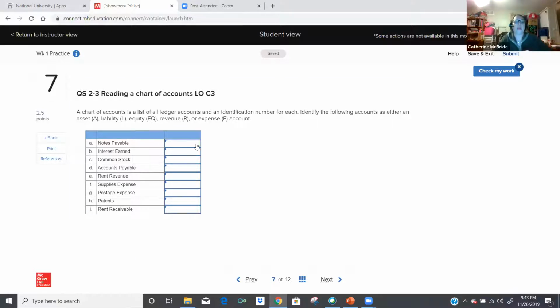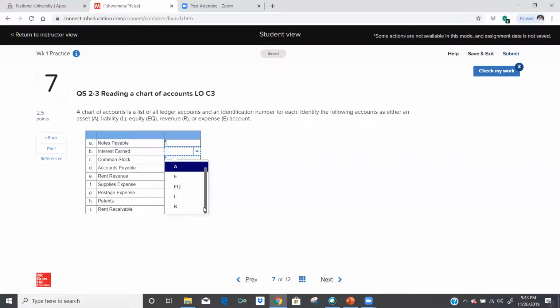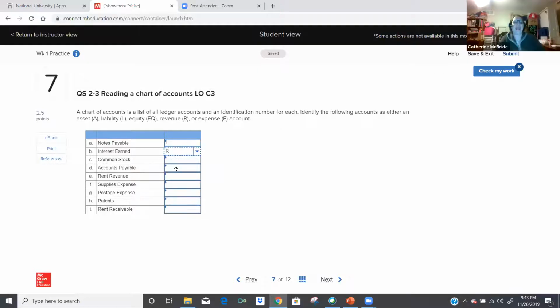So here with equity, unless they're combined, here because we're doing revenue and expense, equity is going to be like common stock or dividends, like that. So notes payable, asset, liability, revenue, pulling up my chat pod. Notes payable is a liability. I owe money. Interest earned. I've earned money. Revenue. Yes, it's revenue. Yay!